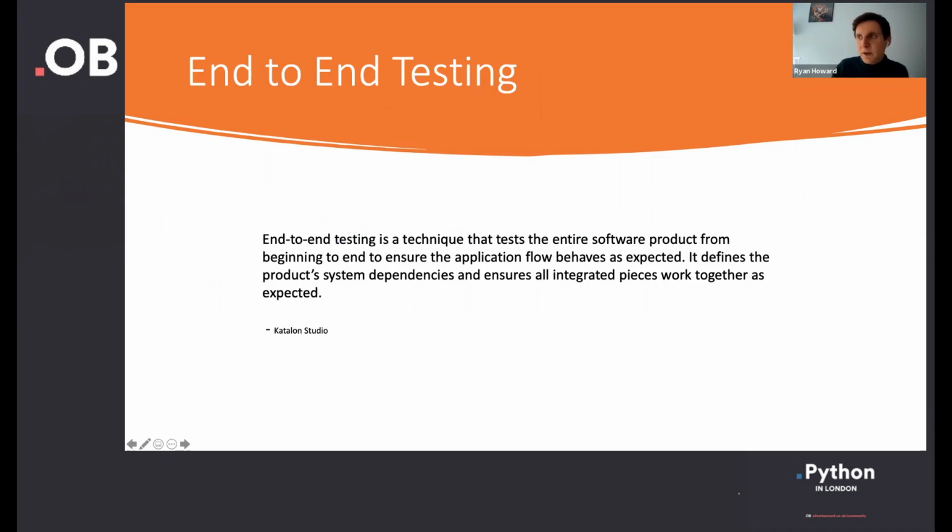So Playwright focuses on end-to-end testing. That's the ethos. So before I get into actually how Playwright works, I'll take a moment to describe what I mean by end-to-end testing. In this instance, I've taken a quote from an article on Customer Studio, but I think it sums it up quite well. End-to-end testing is a technique that tests the entire software product from beginning to end to ensure the application flow behaves as expected.